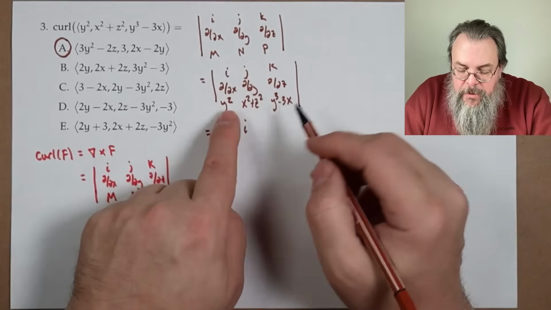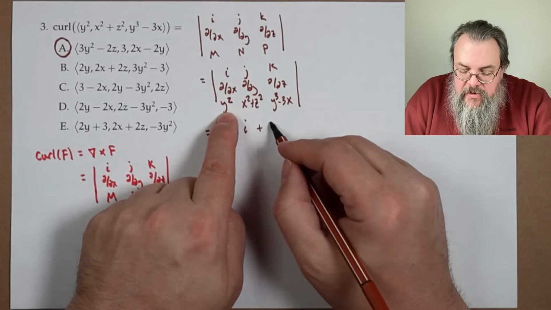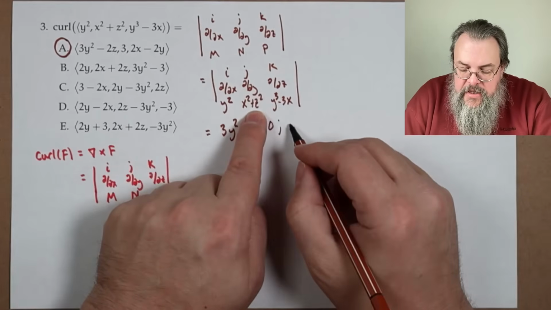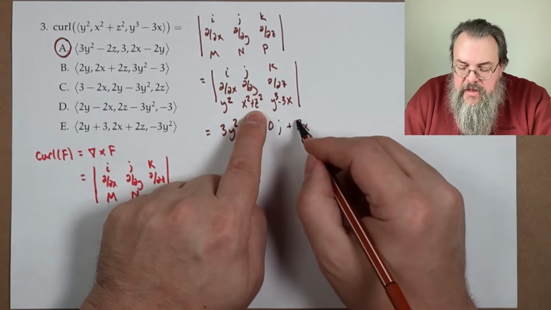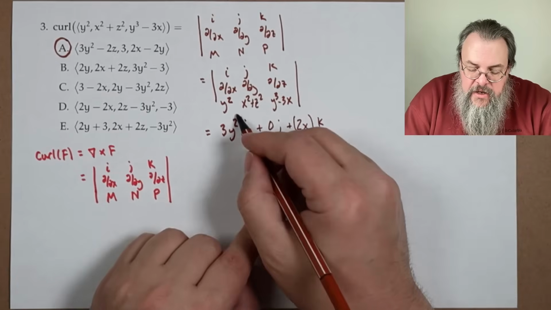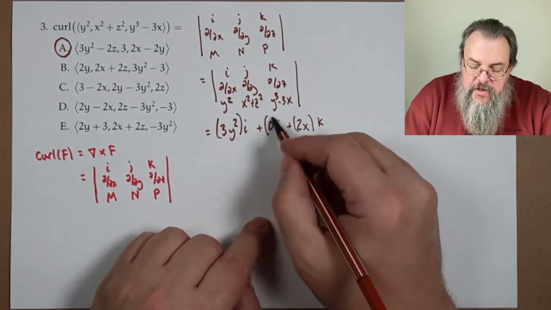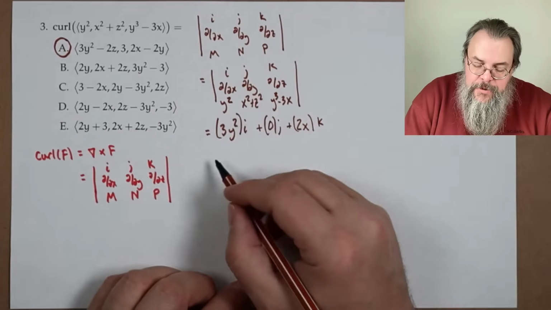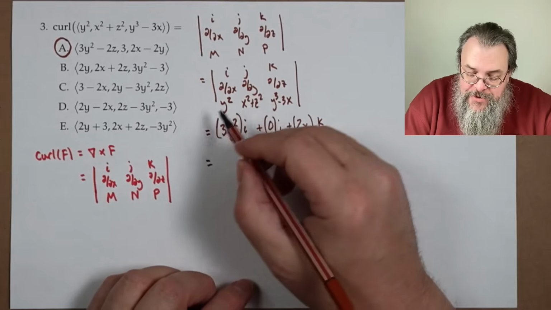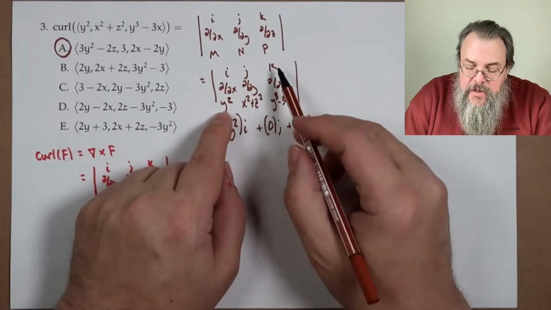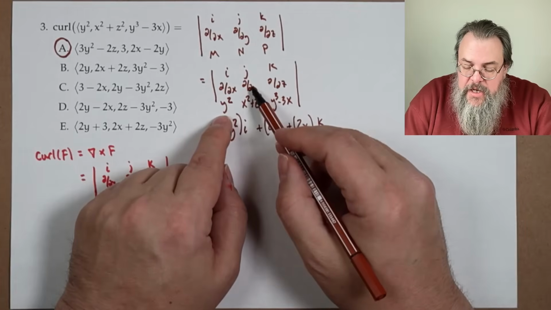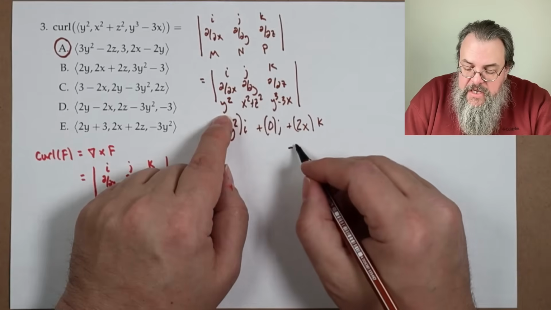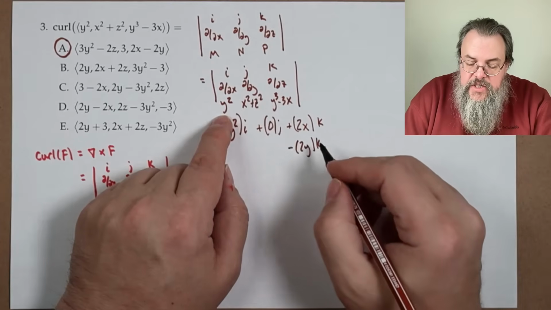j, partial z of y squared. Well, there's no z, so that's 0j. k, partial x of x squared plus z squared would make 2x, and that's in our k direction. All right. Now, those are your down diagonals. Don't forget your up diagonals. And when you do your up diagonals, you also have to remember you're subtracting. Okay, so here, y squared, partial y, that's going to be minus 2y, right? Because we're going up. So minus 2y, k direction.